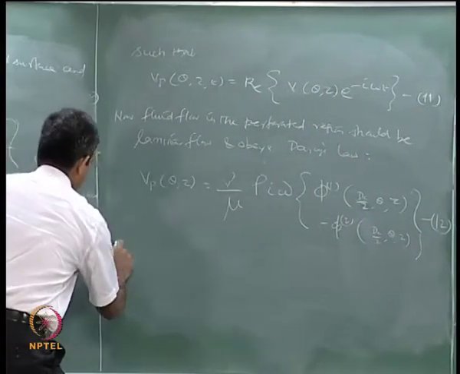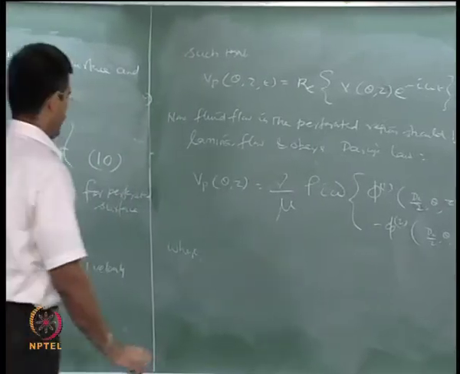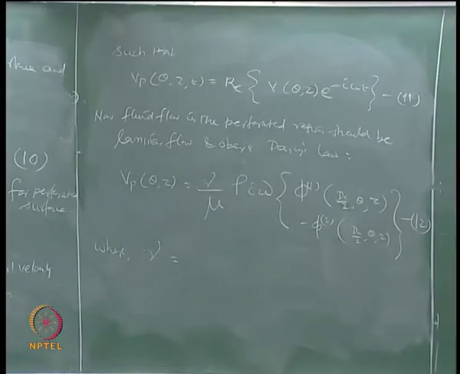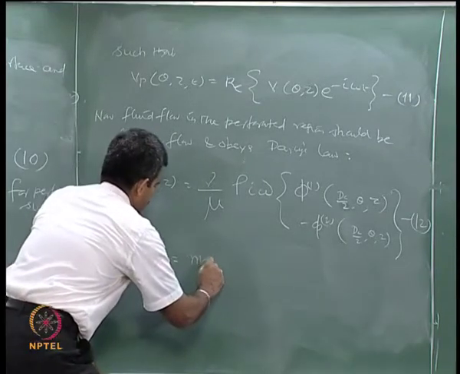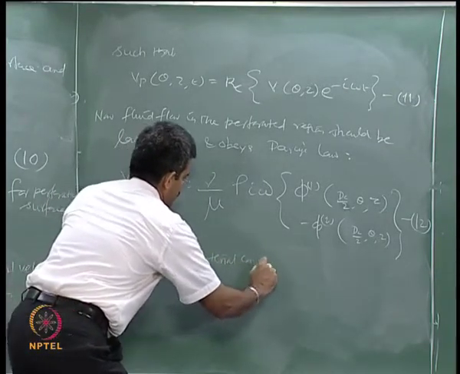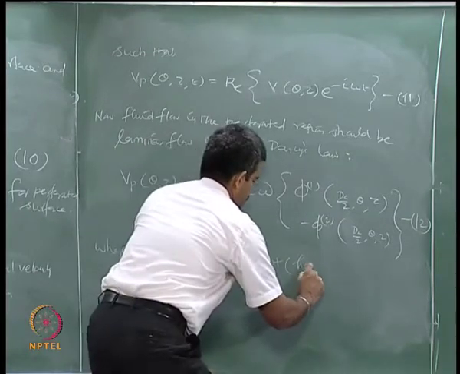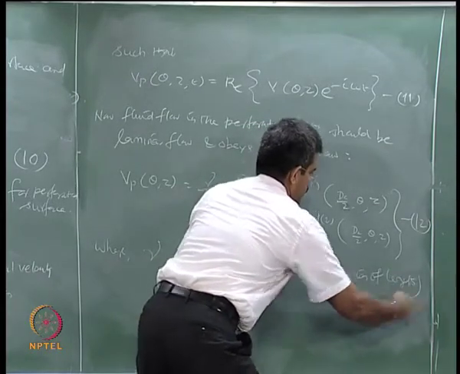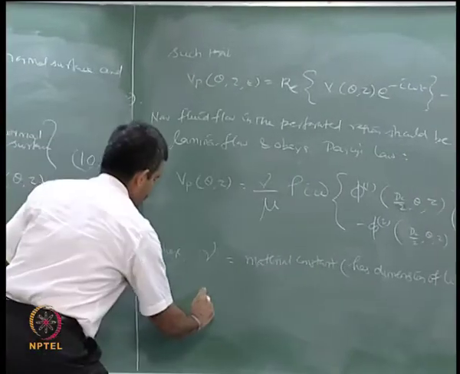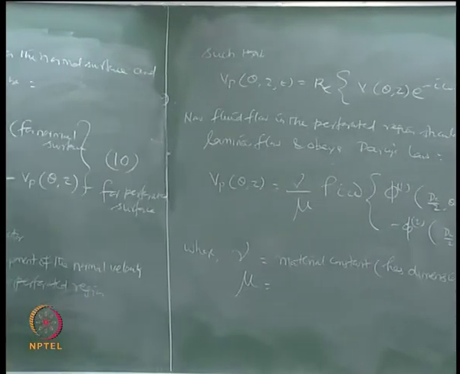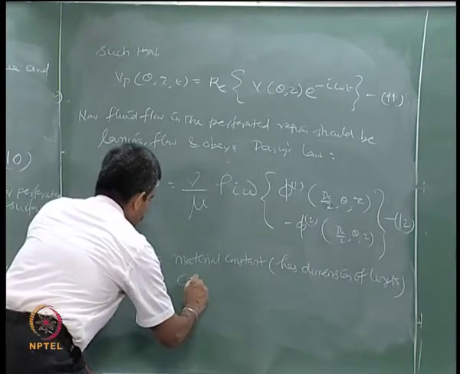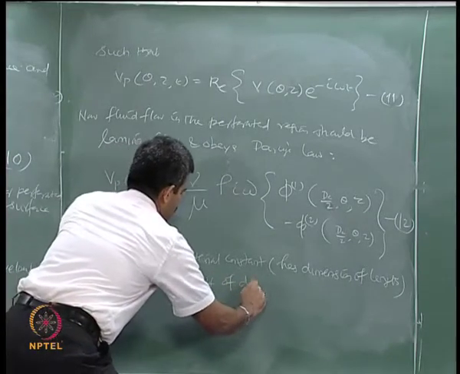where nu is a material constant which has dimension of length in case of units. Mu is the coefficient of dynamic viscosity.